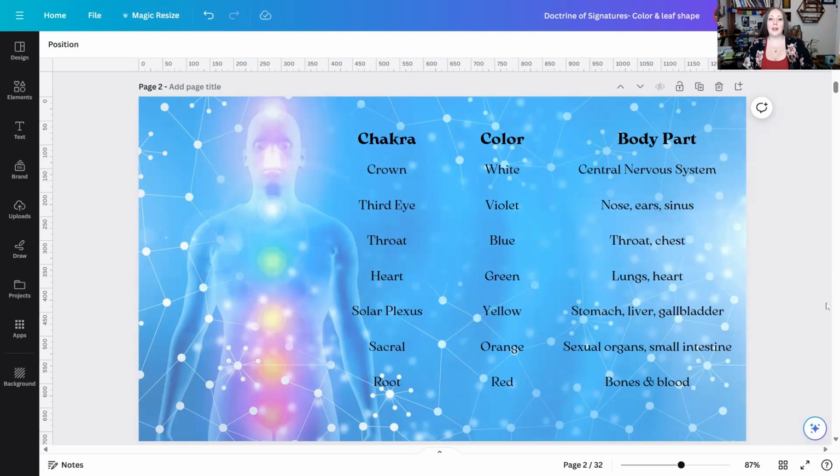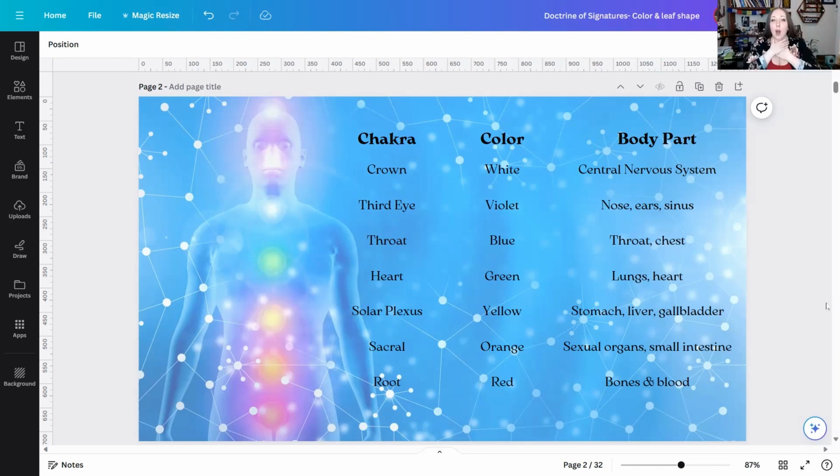We can correlate the colors of a flower to the chakra systems. So, we're going to just start with the crown. Color represented here is white. And the body part that this is governing is the central nervous system. Next, we have the third eye, which is violet, and that is the nose, ears, and sinuses. Think for a moment. The third eye chakra, what is this covering? Your nose, ears, and your sinuses.